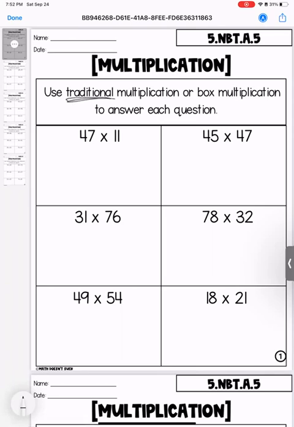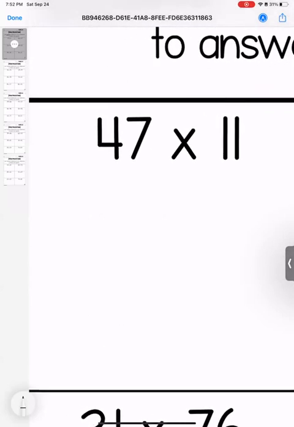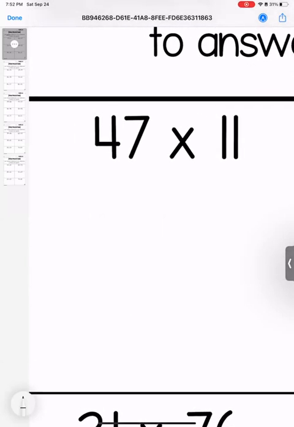Welcome to your traditional multiplication review video. If you were hoping for box multiplication, please stop this video now and switch to the other. I have recorded both of these so you can see the strategy in the way that makes sense for you. We are going to be doing traditional with this one, so stack them.